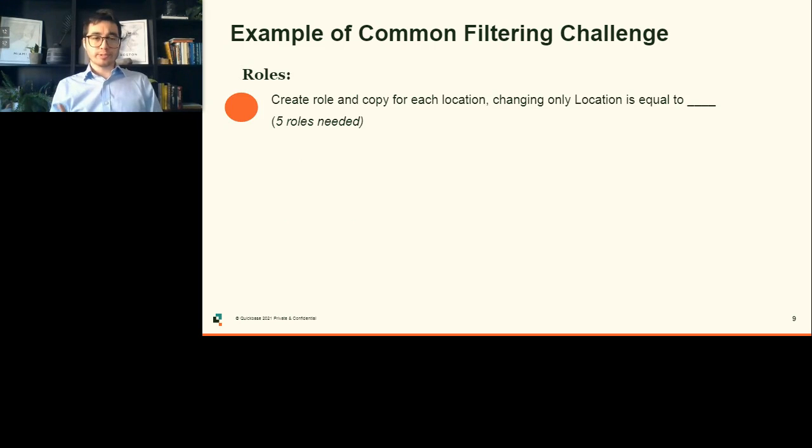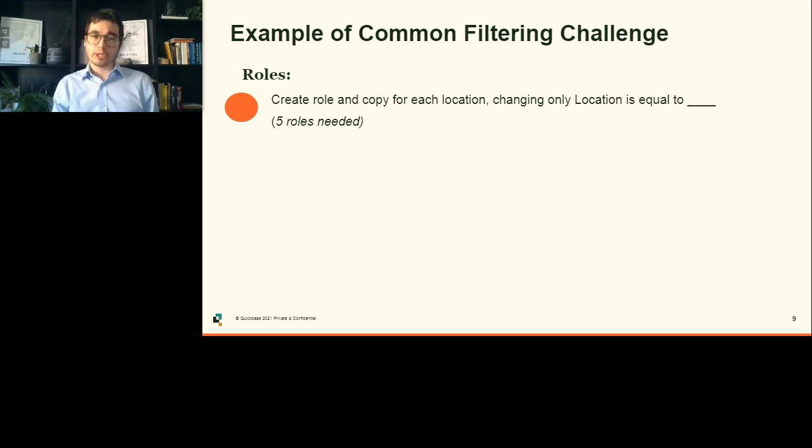Okay, well, if we went roles, that means we have five locations. We're going to create a role, copy that role, right, for each location, and then in our manage roles, our filtering within the role, we're going to pick location is equal to, right, or whatever that subgroup is, that department is equal to, right?